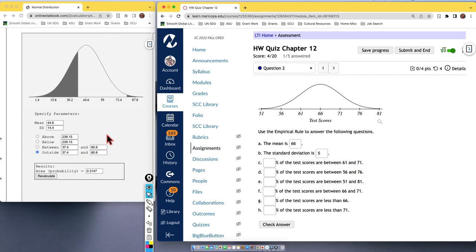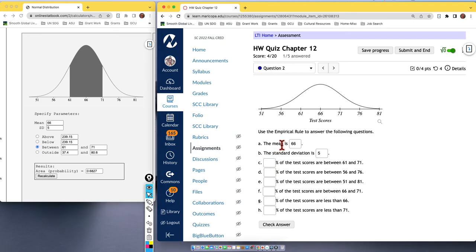This is where we're going to be nice to use our little online tool. So we put in the mean, 66. We put in our standard deviation, 5. And now we can answer each of these questions, a percentage. Percent of the test scores are between 61 and 71. So we click the between, and then we put in these scores, 61, 71, recalculate. There it is, and we see the picture. It looks like one standard deviation, and yeah, 68.27.